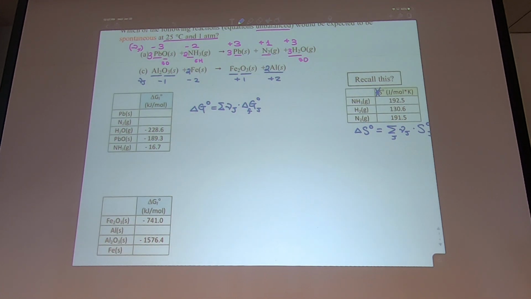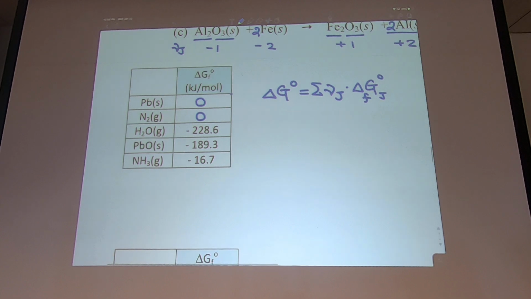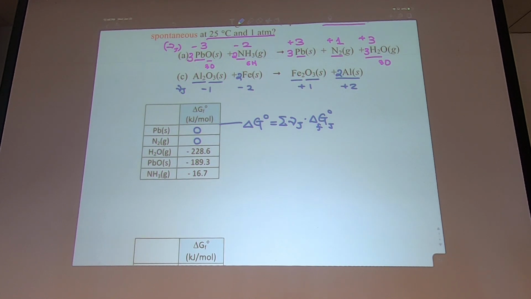The other thing that I did here is, sometimes depending on the problem set, they give you the value of delta G formation for each compound. For the pure state of an element, they can give it to you, or they don't have to, and you just have to naturally know what the value should be. It is 0, because that's an element, and the formation energy is zero. And then I just have to write it one more time.